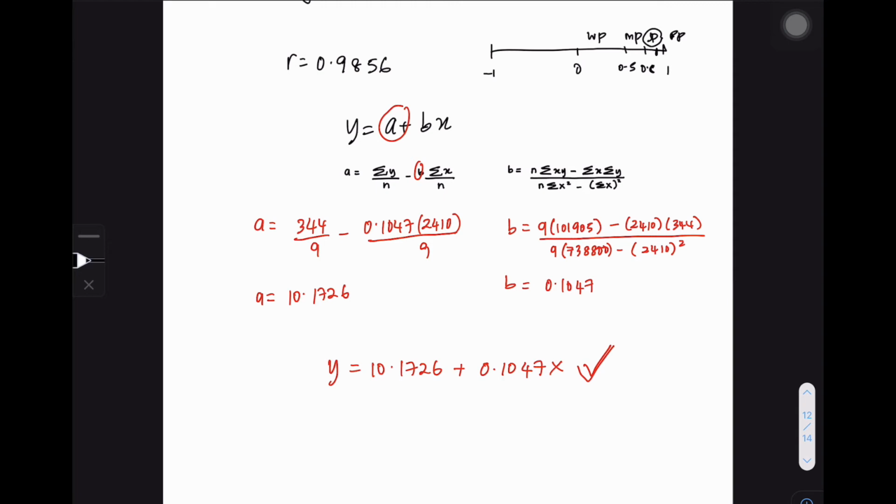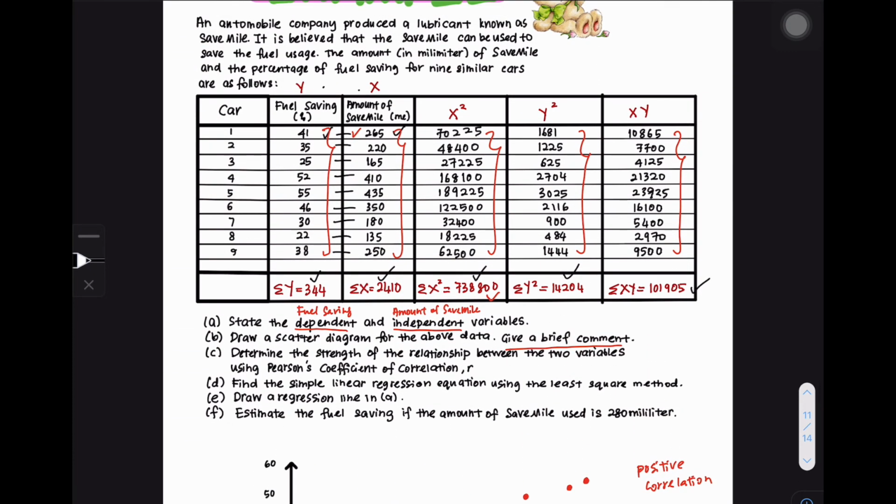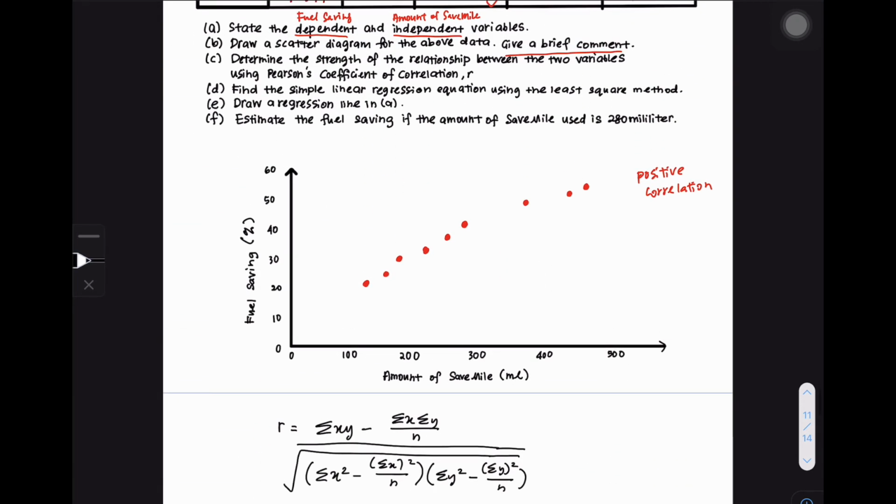That's why every time you get the correlation and regression analysis punya soalan, please come up with this table. Ada x square, ada y square, ada xy. So dia akan menjadikan awak mudah untuk gunakan formula. Okay, so tengok soalan yang seterusnya. Dia suruh kita draw a regression line. Tadi kita dah cari equation. Sekarang dia suruh kita draw a regression line.